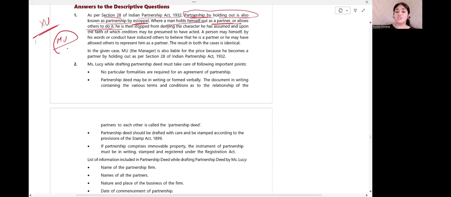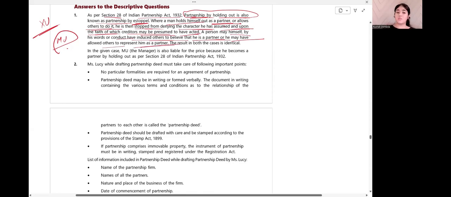He is then stopped from denying the character he has assumed, upon the faith of which creditors may be presumed to have acted. Now he can't deny that I'm not the partner. You were the one who assumed, and the people have assumed that you are the partner. So whatever activity has been done, you are involved in that as a partner. A person may himself, by his words or conduct, have induced others to believe he's a partner, or he may have allowed others to represent him as partner.